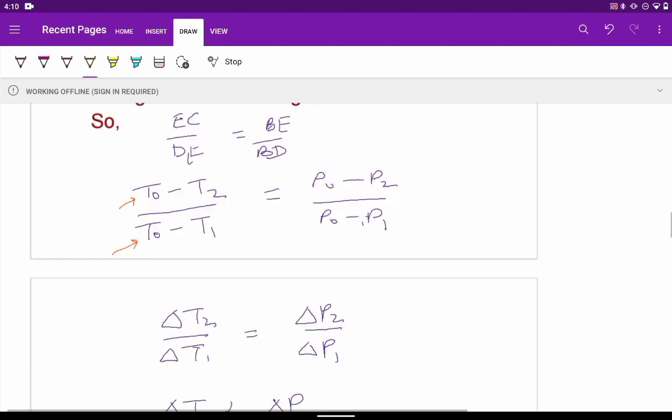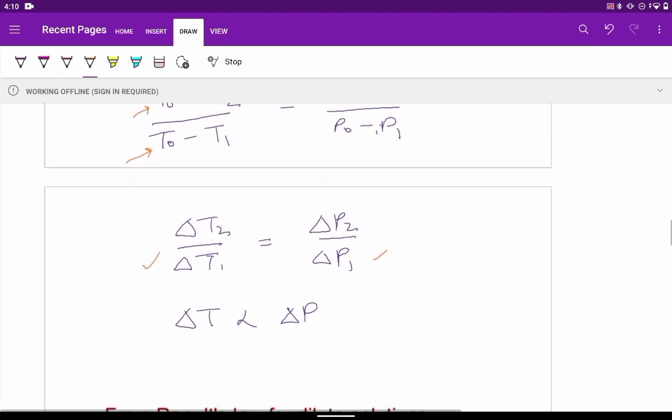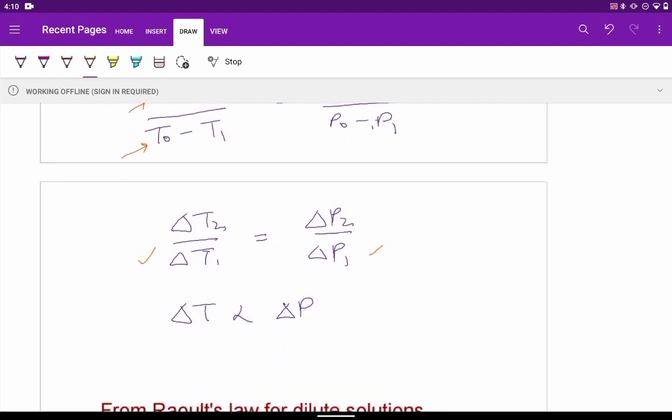So T0 minus T2 is delta T2 and T0 minus T1 is delta T1. So we get delta T2 by delta T1 equal to delta P2 by delta P1, that is the change in the vapor pressure. So from this equation we can state that delta T is directly proportional to delta P. That is, the depression of freezing point delta T will be proportional to the lowering of the vapor pressure.